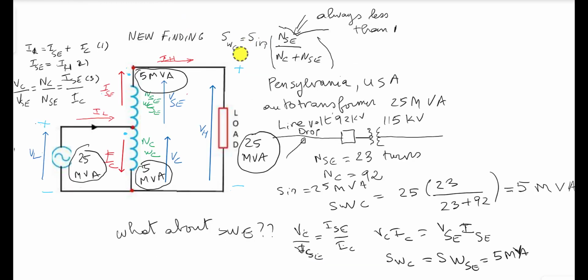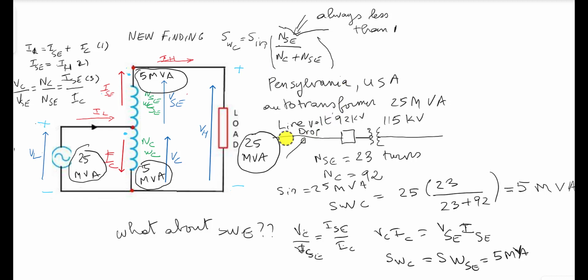Finding MVA in the common winding is equal to the input MVA times the fraction. This fraction is always going to be less than 1, obviously. So what does that mean? That the MVA through the common winding will always be less than the input MVA. That is incredible. That is magic.